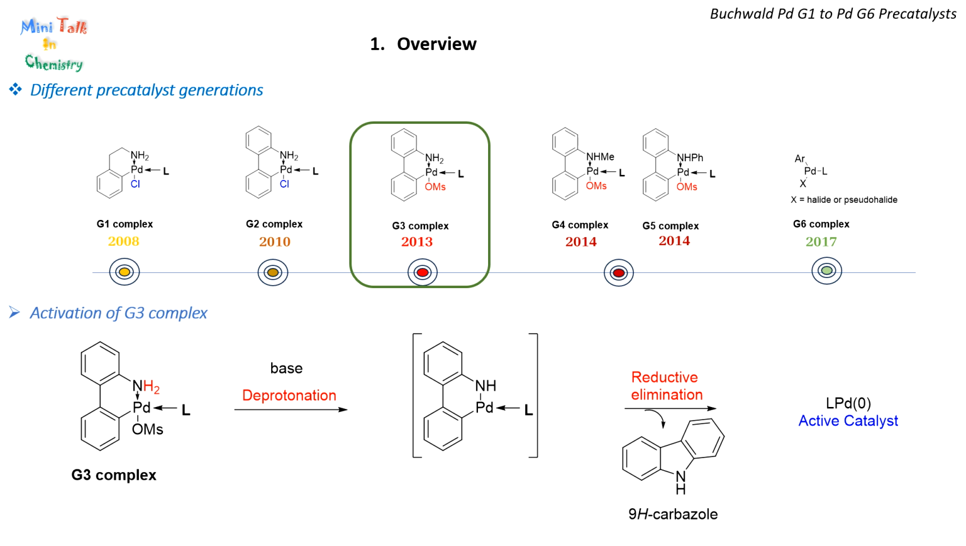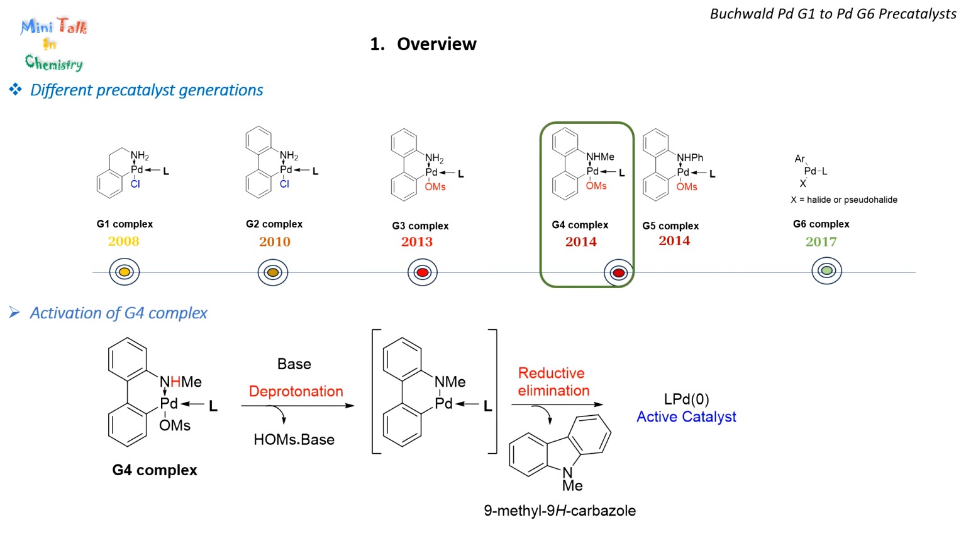When activating the G3 precatalyst, it undergoes deprotonation to form a palladium amido complex, which then reductively eliminates to produce the active palladium zero, a methanesulfonate salt, and the carbazole. In some rare cases, the carbazole can inhibit the catalysis by consuming valuable reaction feedstock and also complicating the workup and purification.